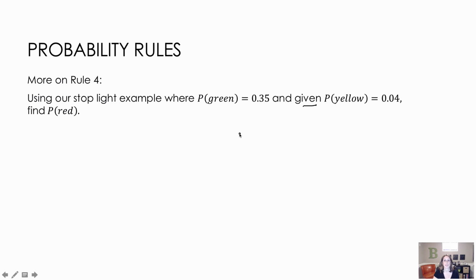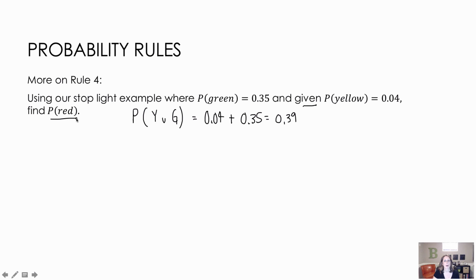So the first thing I'm going to do is use the addition rule. I'm going to find the probability of yellow union green. Find the probability of both of those, which means I'm adding the probabilities of yellow, which is 0.04, plus the probability of green, which is 0.35, and I'm adding them together to get 0.39.